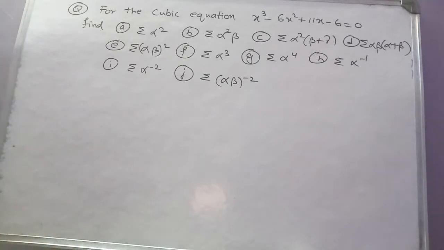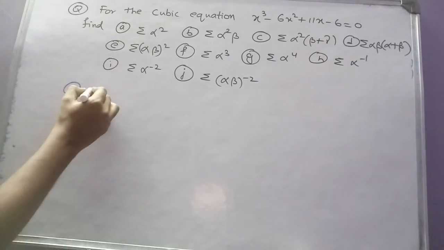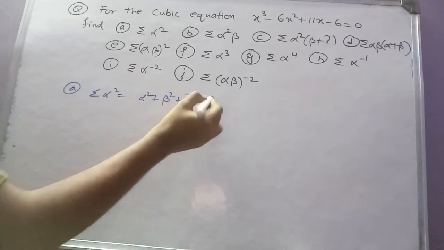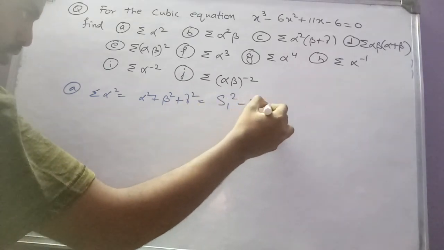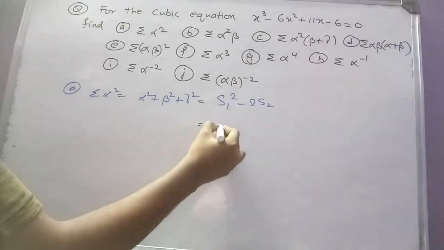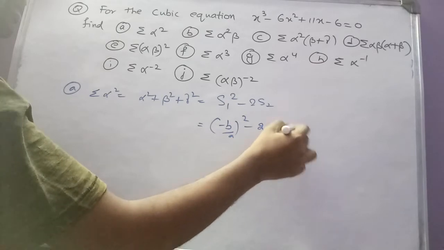So the first one, I'm using the formula directly, but you can derive it and then use the formula. So sigma alpha square is nothing but alpha square plus beta square plus gamma square. This is nothing but S1 square minus 2S2. We have derived the formula. S1 means minus b by a, and S2 means c by a. Correct?